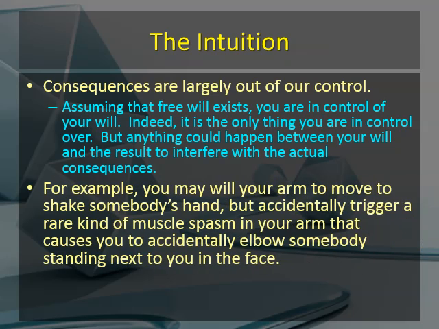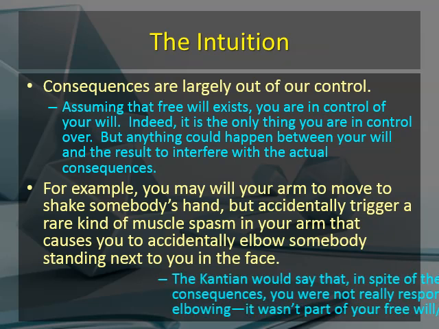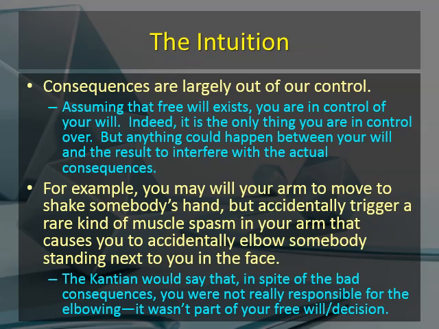For example, you may will your arm to move to shake somebody's hand, but accidentally trigger a rare kind of muscle spasm in your arm that causes you to accidentally elbow somebody standing next to you in the face. The Kantian would say that, in spite of the bad consequences, you were not really responsible for the elbowing. It wasn't part of your free will or your decision.